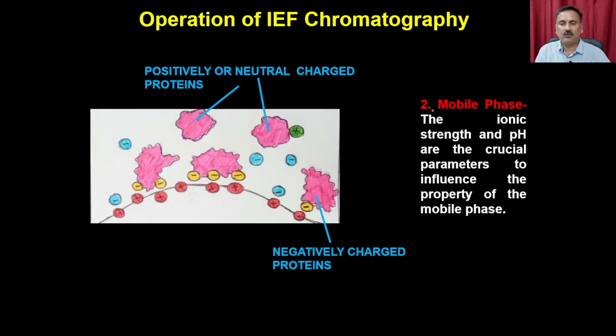Then in step two, you are going to equilibrate the column with the mobile phase. The ionic strength and the pH are the crucial parameters that influence the property of the mobile phase. What will happen is that once you supply the mobile phase, it is going to have the counter ions that are present in the buffer. And that's how this bead or this matrix is now ready to bind the proteins.